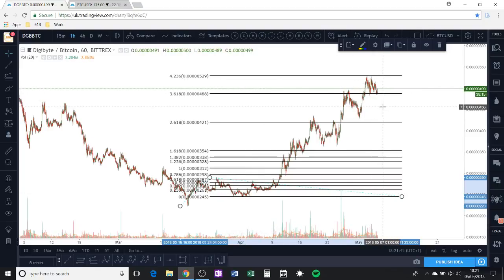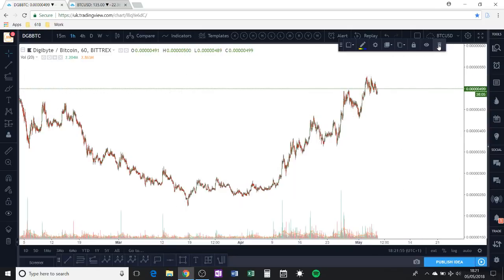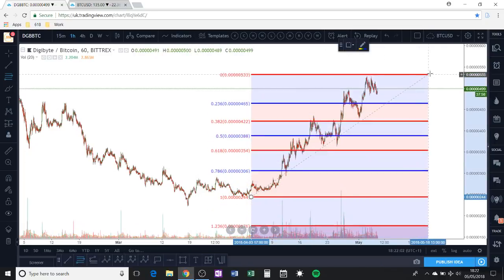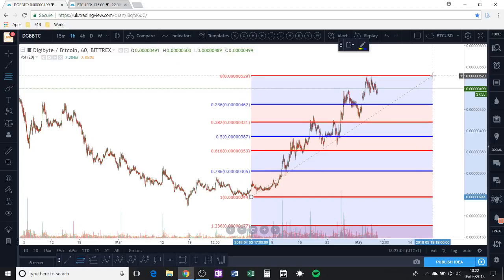What I'm expecting now is a wave 4 retracement, which is probably going to come down, retest this level here at 430 sats. So typically wave 4 is a 38.2 retracement of wave 3. So if wave 3 started at this level, wave 4, as I say, is going to come down to around 420 sats. That's a 38.2 retracement. It may test the 50% retracement even, but from there I'm expecting to see a wave 5.